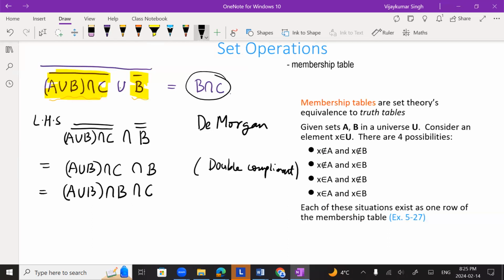Yeah, you can change them as long as the operations are the same, right? Here we have intersection, and the other one is intersection. If they are not the same, then we are in trouble. Then we need proper brackets around things. We can't write it like that.